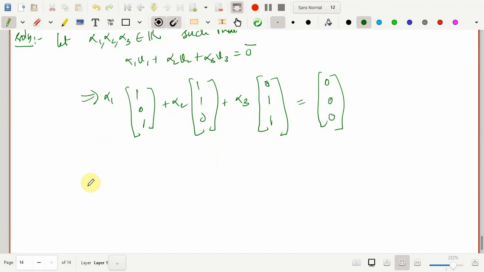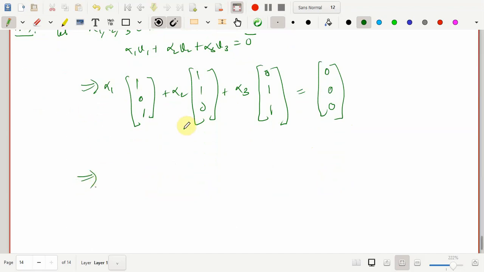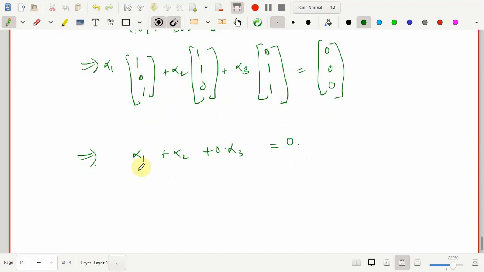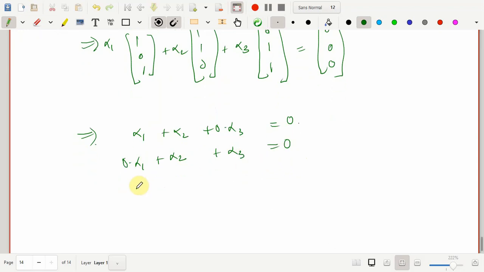So further, if I open the bracket, what I'll get is alpha 1 plus alpha 2, that's the first row here. I'll equate the two matrices. Plus 0 times alpha 3 is equal to 0, and here 0 times alpha 1 plus alpha 2 plus alpha 3 is equal to 0, and the next one is alpha 1 plus 0 times alpha 2 plus alpha 3 is equal to 0.